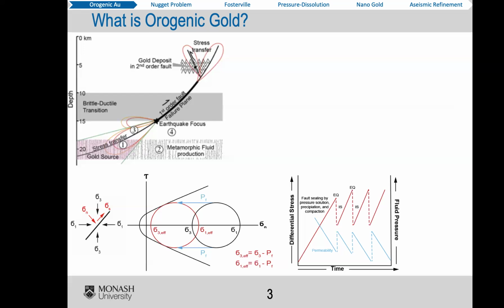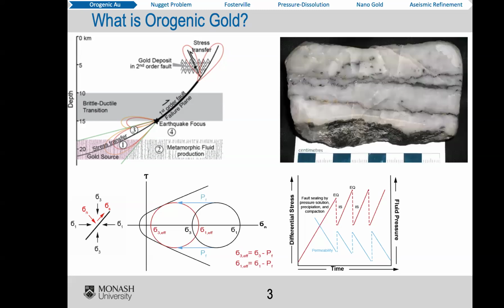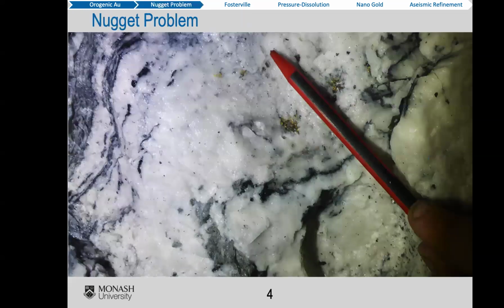If you want to look at the earthquake cycle of these things, we basically have a differential stress buildup and a fluid pressure buildup. As the thing seals, you can have an earthquake, which opens everything up. So differential stress drops, pore fluid pressure also drops, and then it builds up again. This period in between is called the interseismic period, and that's what I'm mainly going to be talking about for this talk. Again, I showed you this yesterday: multiple earthquake events, multiple fluid events, and gold related to those things.